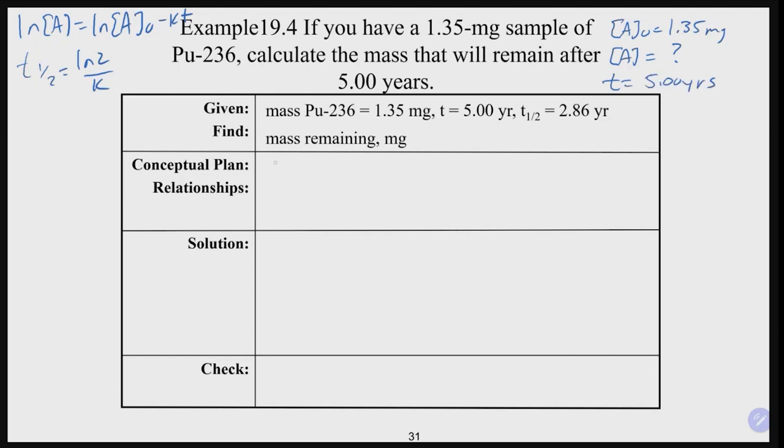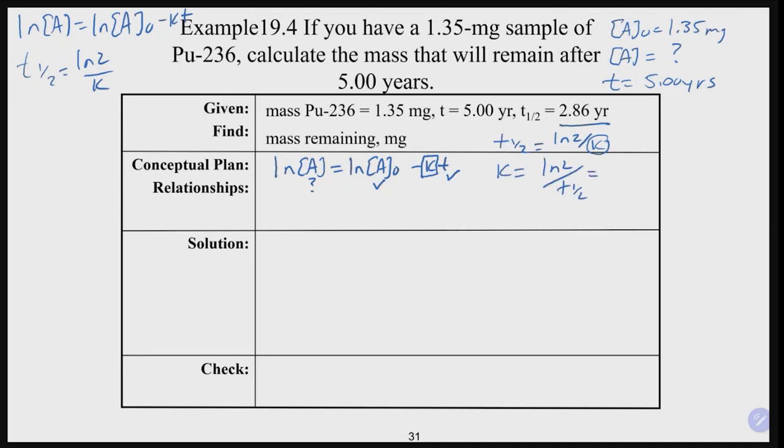Now, if we look at our first order equation, we have everything we need except for a couple of things. We are looking for this one. We do have this one given to us. We do have this one, but very common in these problems, you are missing the decay constant. That is where the half-life equation comes into play, because we have the half-life given to us. Using the half-life equation, which is the natural log of 2 divided by the decay constant, we can solve for k, which is missing here. So k would equal the natural log of 2 divided by the half-life.